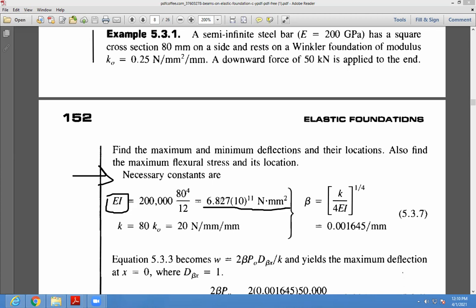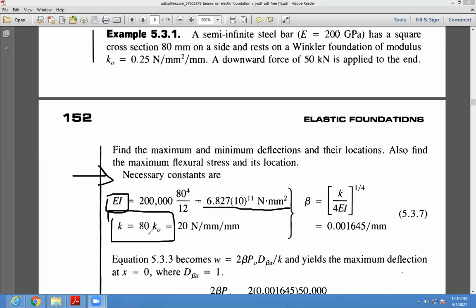Check whether it is correct. Yes, sir. Right, okay. Then K is equal to B into K naught. So we are putting in terms of mm only.